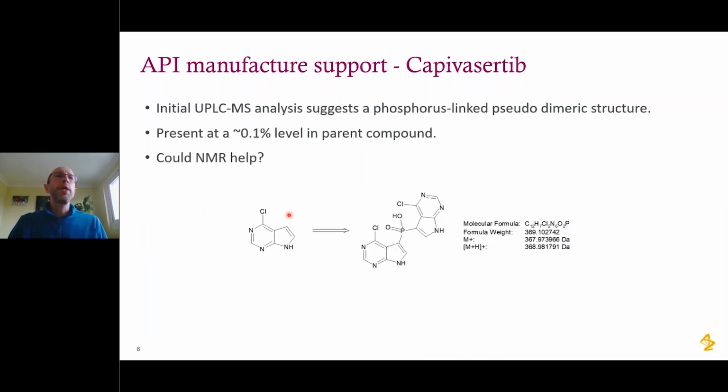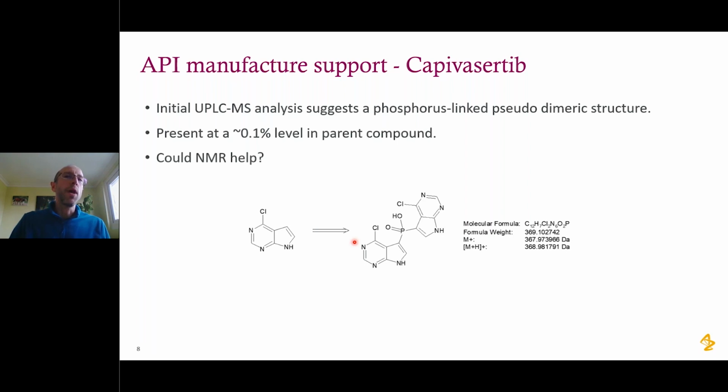Some initial UPLC-MS analysis gave a molecular formula and a molecular weight, and from that we were able to propose a tentative structure for this impurity. We came up with this phosphorus-linked pseudo-dimeric structure, something closely related to the desired material, with phosphorus linking. Now, at the time that we started the investigation, the only sample that we had available was the bulk starting material with this unknown impurity present at about 0.1% level.